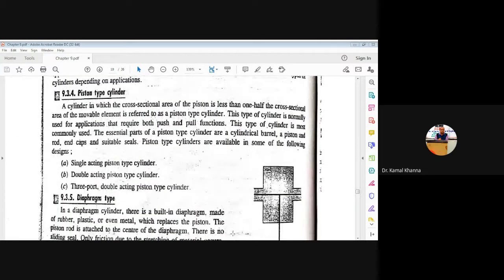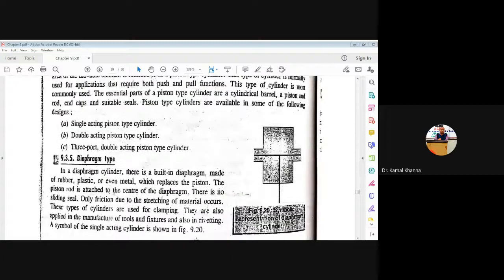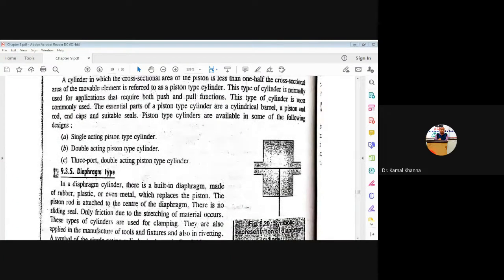Next is the piston type cylinder. You can see on the right hand side, this is the figure in which we are using the piston type cylinder. In this cylinder, the cross section area of the piston is basically less than, you can say, one half the cross section area of the element. So this is the piston which has some clearance between the inner diameter of the cylinder and the outer diameter of the piston.